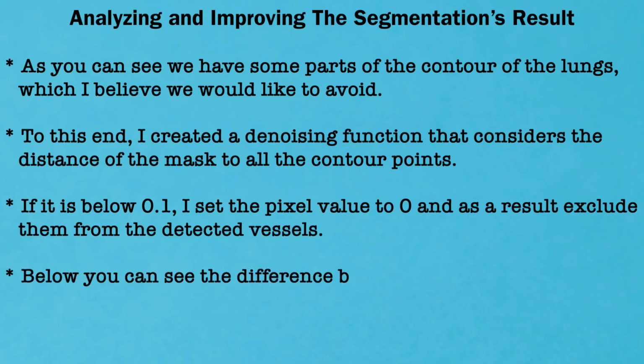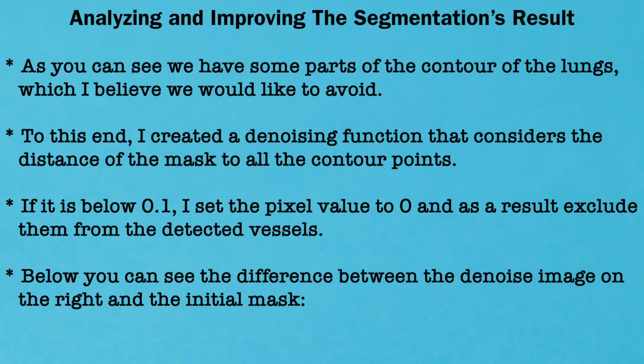As you can see, we have some part of the contour of the lungs which I believe we would like to avoid. To this end, I created a denoising function that considers the distance of the mask to all the contour points. If it is below 0.1, I set the pixel value to 0 and as a result exclude them from the detected vessels. Below you can see the differences between the denoised image on the right and the initial mask.